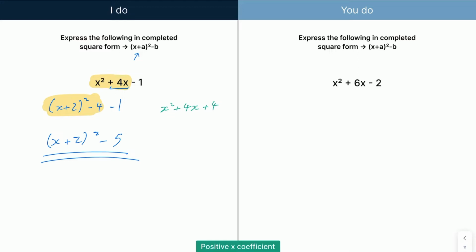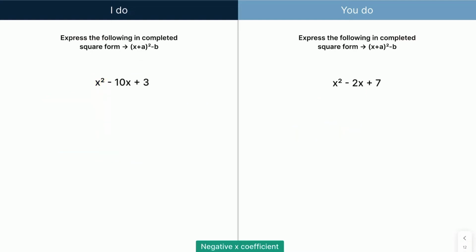So press pause and have a go at the example on the right. So again, hopefully follow the same steps. We're going to write the brackets with the squared on the end. We're going to write x. We're going to half this. So that's going to be plus, copy that sign, which is 3. Then we're going to do 3 squared. And we're going to subtract that. So that's the minus 9. And then we're just going to copy the minus 2 down. And now we're going to tidy that up. And that is that done. Now, moving on. We are now going to look at examples where the coefficient of x is negative.